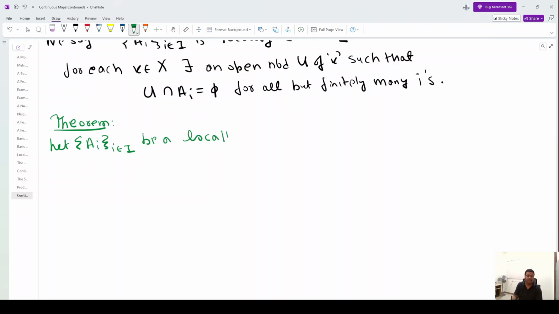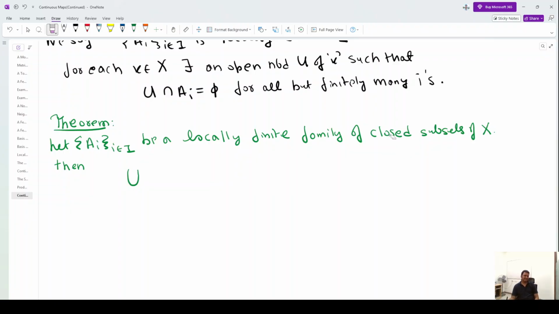So let A_i, i in I, be a locally finite family of closed subsets of X. Let me see if my spelling of locally is correct. Does it need a double L? Yeah. Then, or no need to have closed subsets. I mean, it's an unnecessary imposition. So just subsets of X.